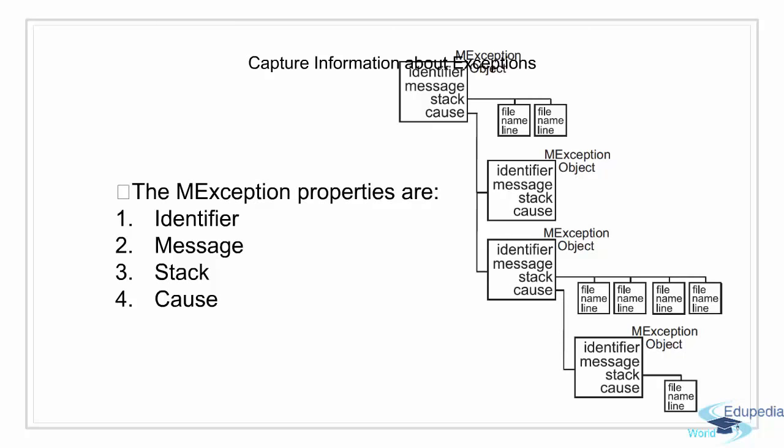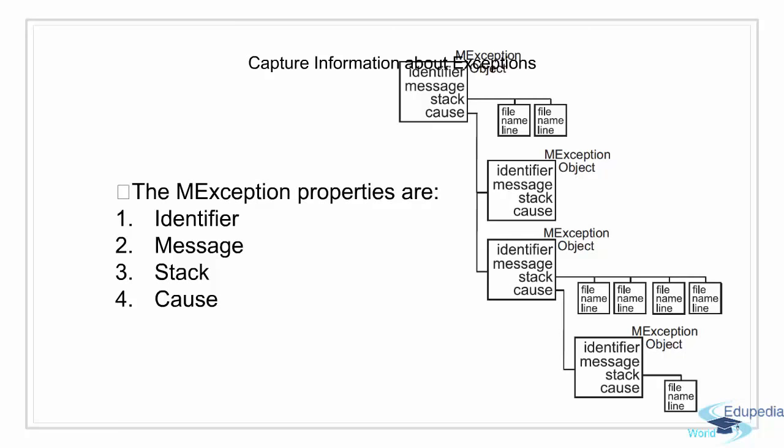When throwing an exception in response to an error in the code, you will have to create a new MException object and store information about the error in that object. The figure here illustrates one possible configuration of an object of the MException class. This object has four properties: identifier, message, stack, and cause. Each of these properties is like a field of a structure and can be accessed using dot notation.